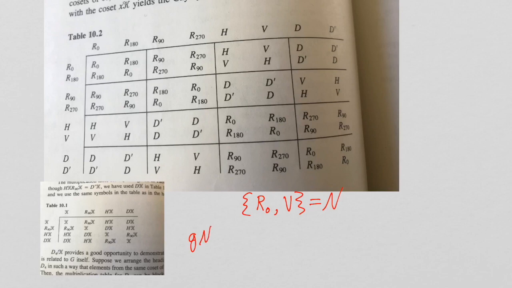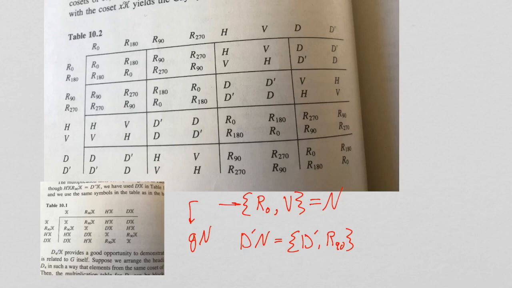gN is a left coset. I have to substitute g for some group element. So let's just go with D prime. D prime N is going to be basically D prime multiplied by each of these two guys in here, right? So obviously D prime is the diagonal flip, and then D prime on V from the left, right? So D prime on V from the left is R90. So I will write R90. And there's a left coset of this subgroup.